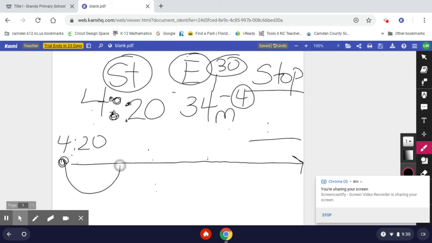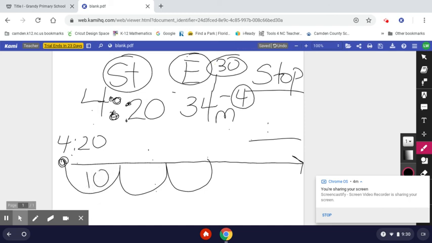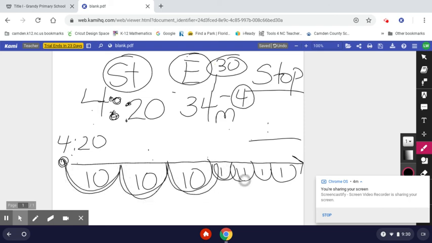Well, the 34 is really a 30 and a 4. So I would say 10, 20, 30. 10, 20, 30, 31, 32, 33, 34. So now I have my 34 broken down into 30 and 4. I just have to count up. Let me switch colors here so that you can see that. Let's say 4:20 plus 10 is now 4:30.